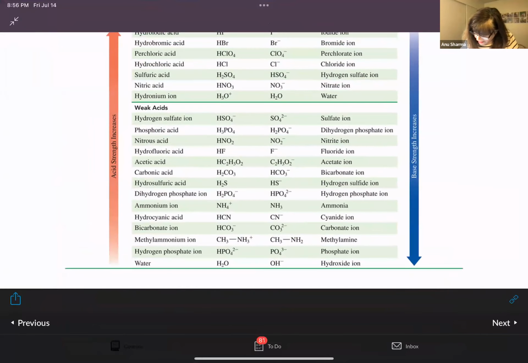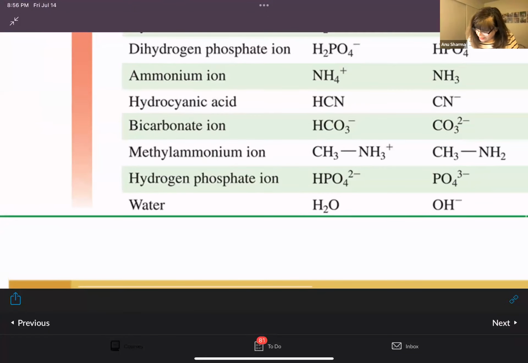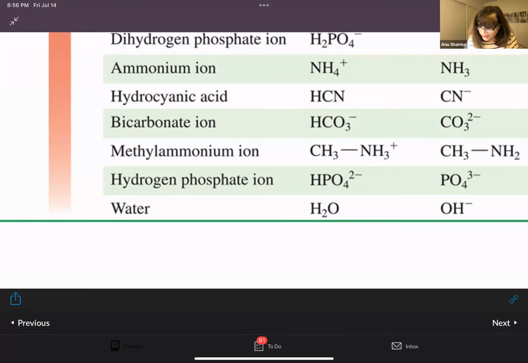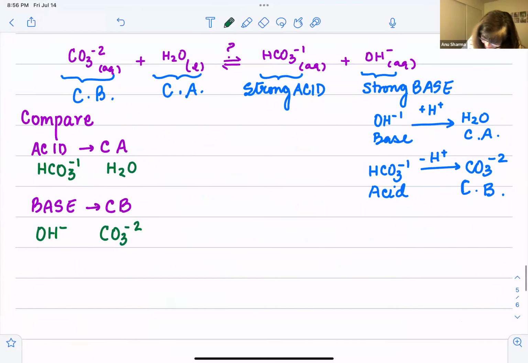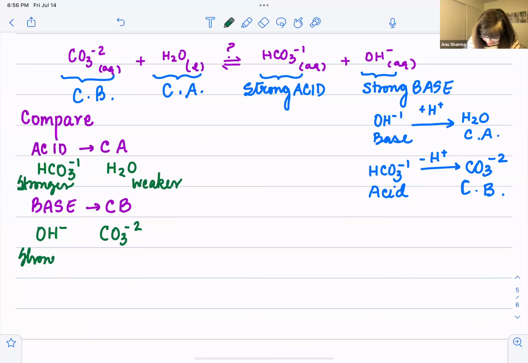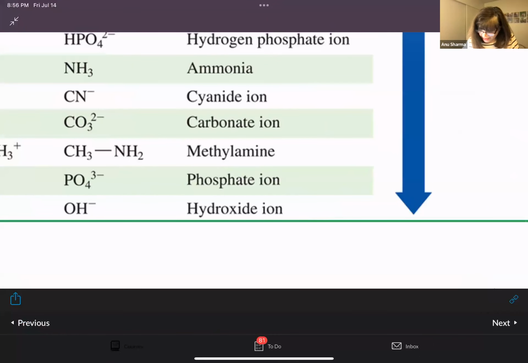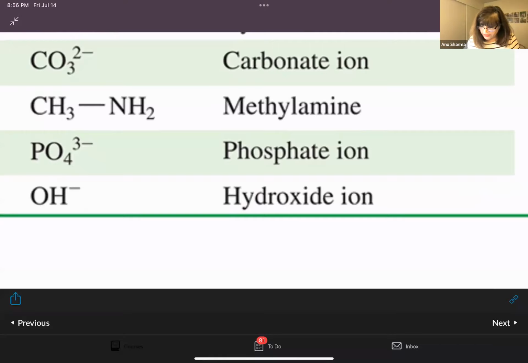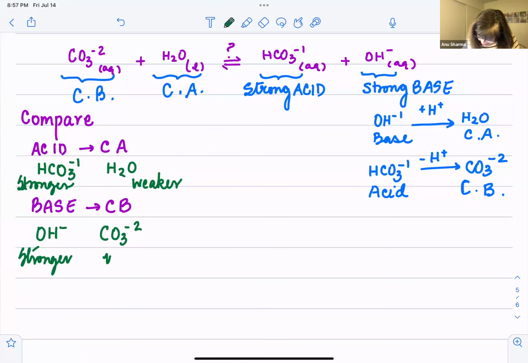If you look at water, right here is the water, a very weak acid. In comparison, you see the bicarbonate HCO3 negative is stronger than the water. So water is the weaker acid, and in comparison, the bicarbonate is stronger. Okay, next is the OH, which is stronger. And let's look at, is there carbonate there? So OH is obviously the strongest. And then the carbonate is on the top. In comparison, it is weaker. So the carbonate anion is weaker in comparison to the OH. OH is the strongest, so here you see stronger, and this is comparatively weaker.